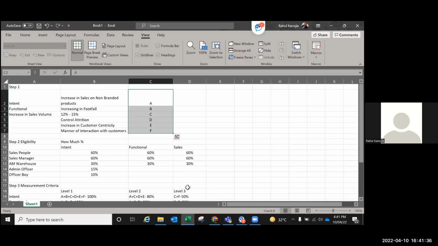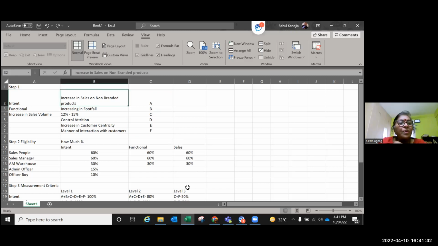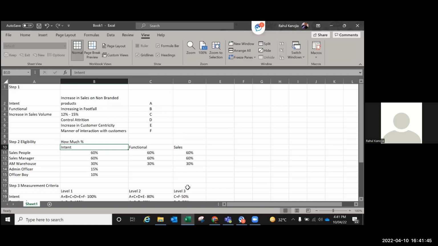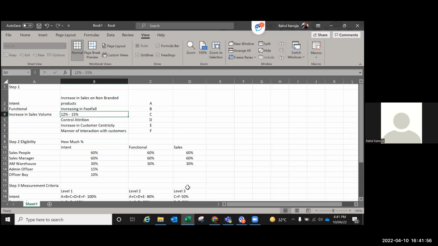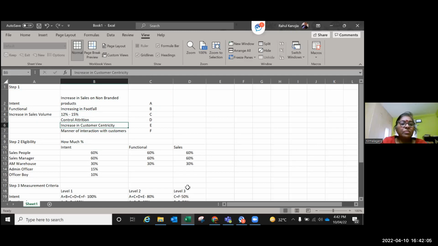So ma'am, basically we have taken these A to F categories, and the percentage we have defined. Can you read out what those A to F are? Yes. It's increase in sales on non-branded products. Second one is increase in footfall. Then increase in sales volume of 12 to 15%. Then control attrition, increase in customer centricity, and manner of interaction with customers. So these are all some of your functional and HR intents, or purpose of intents, of having this incentive plan, right?